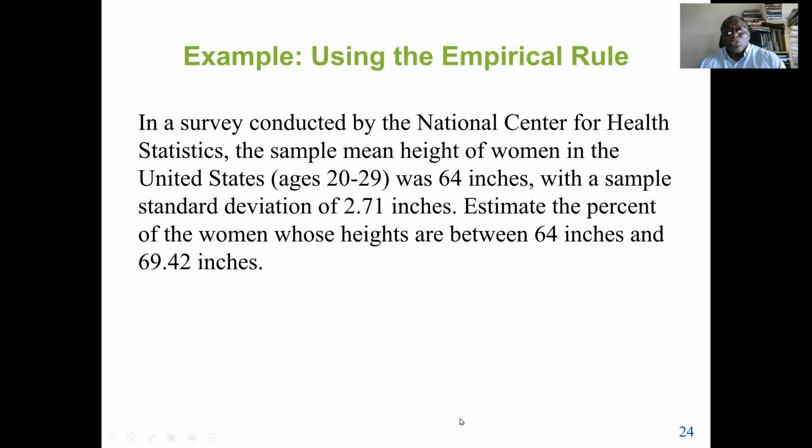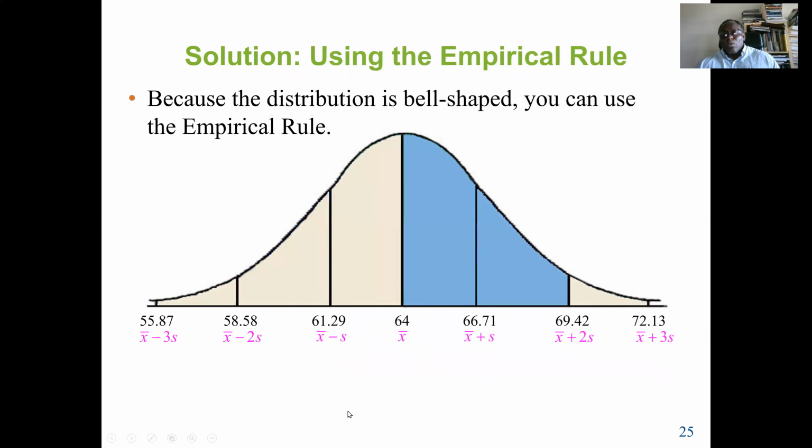Here we have a survey conducted by the National Center for Health Statistics. The sample mean height of women in the United States ages 20 to 29 was 64 inches, with a sample standard deviation of 2.71 inches. We should estimate the percent of women whose heights are between 64 inches and 69.42 inches. The standard deviation is already given to us: 2.71, and the mean is 64.